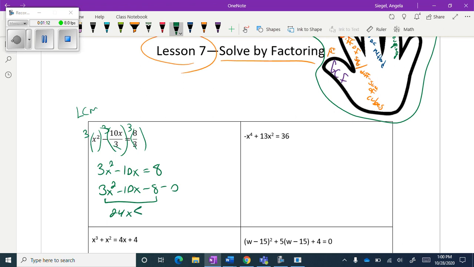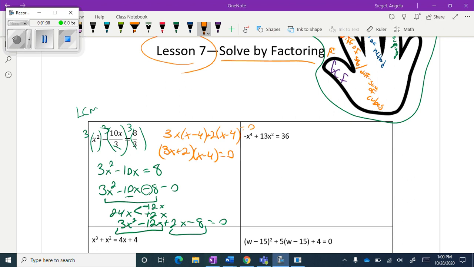So 24x, 2 factors of 24 that subtract to give me 10. So I have 12x and 2x. So I have minus 12 plus 2 because that's a minus. And so 3x squared minus 12x plus 2x minus 8 equals 0. And then I'm just factoring by grouping here. So I'm left with 3x plus 2 and then x minus 4.